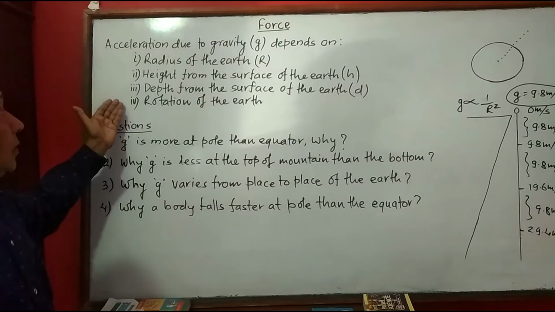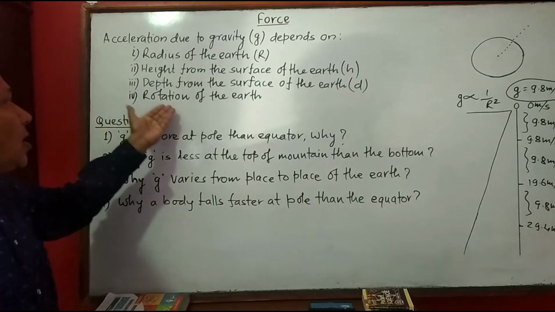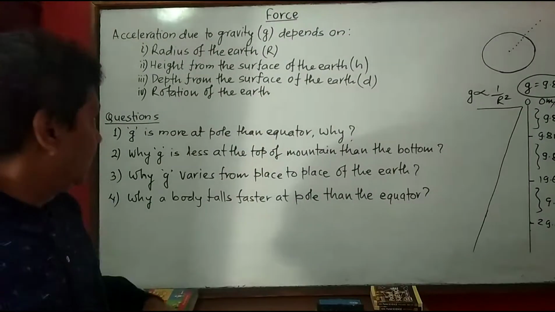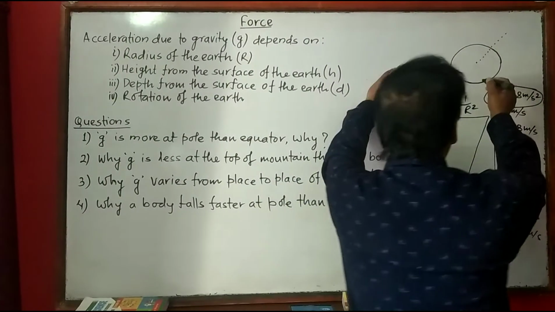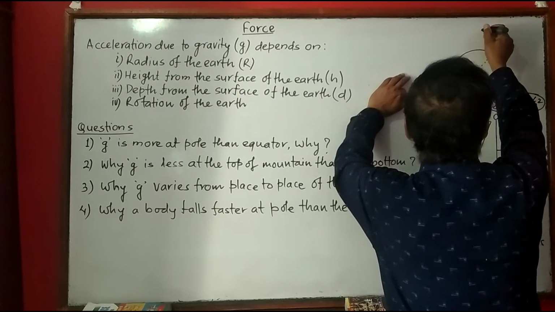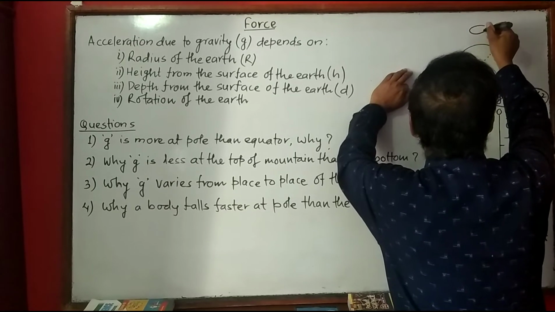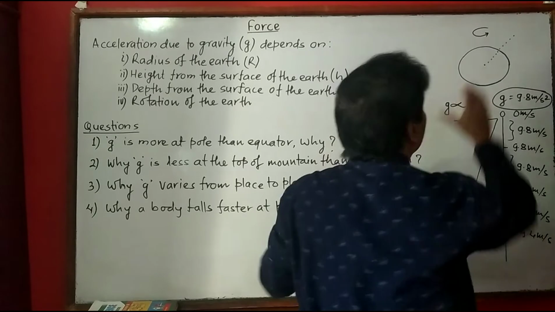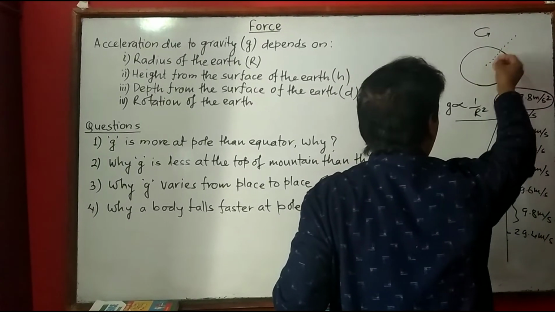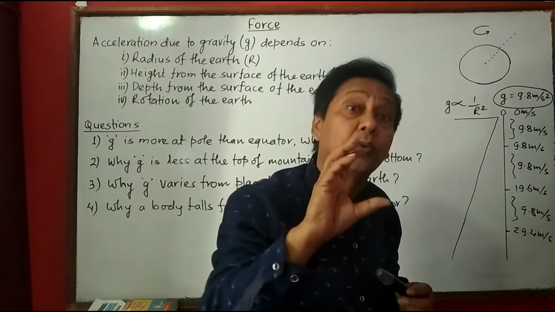Okay. Now, number 4, it depends upon radius of the earth. Rotation of the earth. What does it mean? Do you know that earth is rotating around its axis? It rotates from west to east. Because of its rotation, every object lying on its surface is also rotating.